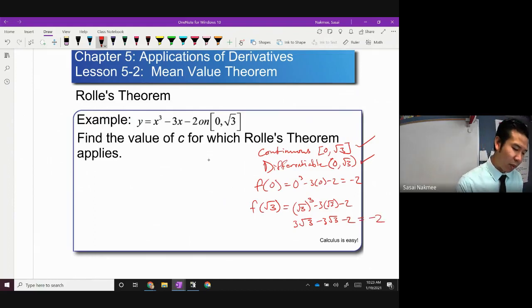So this is the last part right here. You have to prove to me that f of 0 is equal to f of the square root of 3. And that checks out.